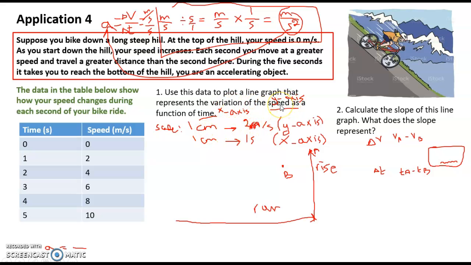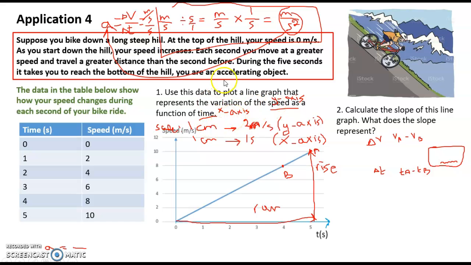So we have to represent the speed on the y-axis and the time on the x-axis. And the scale is, it's clear that we're counting by 1 for time. So every 1 centimeter is 1 second for the time axis. And as for the speed, we are counting by 2. So every 1 centimeter is 2 meters per second. So this is an easy graph.